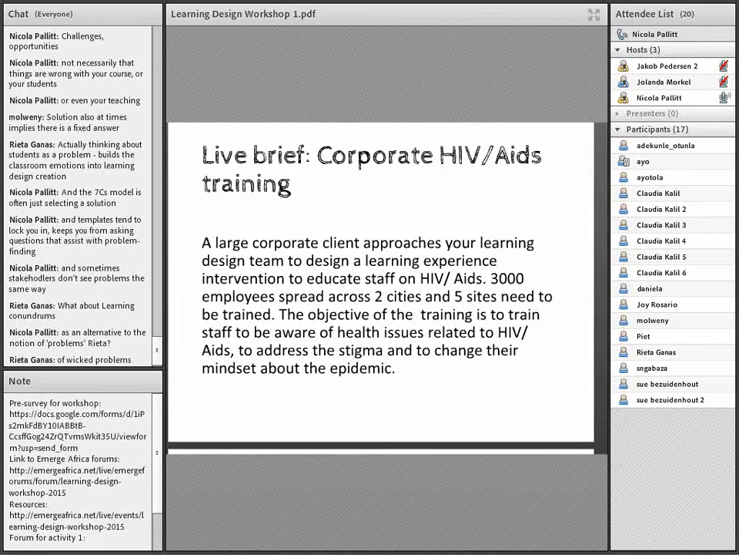The objective is to train staff to be aware of health issues, and also to address stigma and hopefully change their mindset about the epidemic.